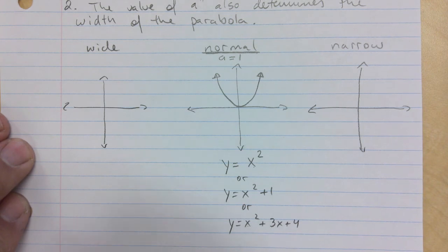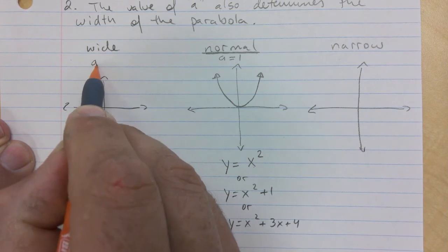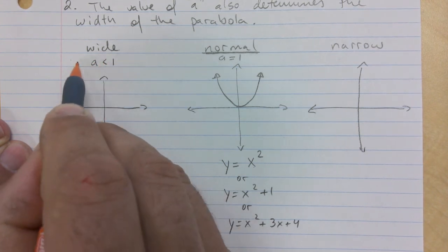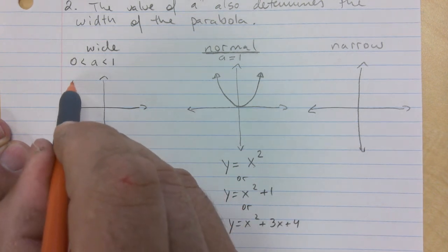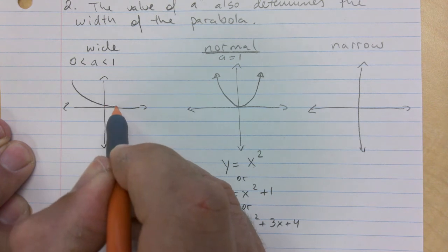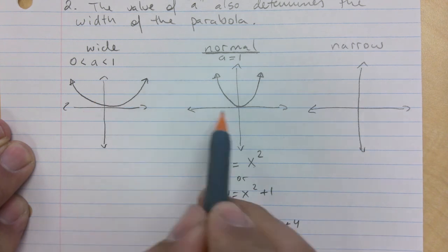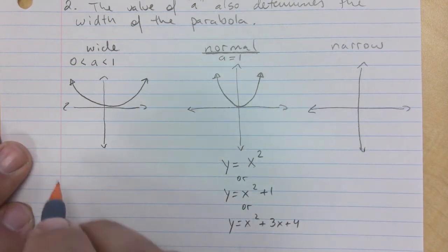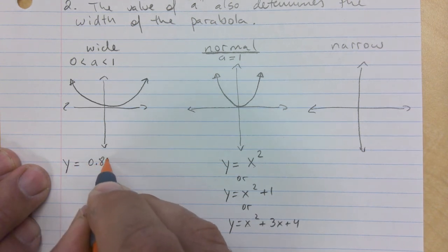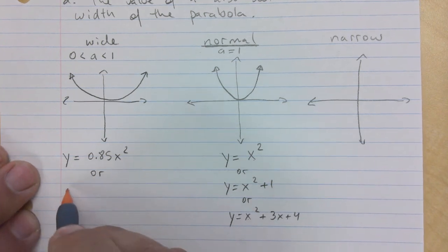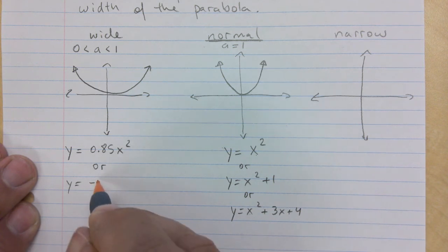And we're going to be a little extreme here. If a is less than 1, but bigger than 0, obviously, it's a wider one. So we're going to make sure it looks a lot wider than this one. And examples would be any decimal, really, like 0.85x squared, or y is equal to, it could be negative as well.